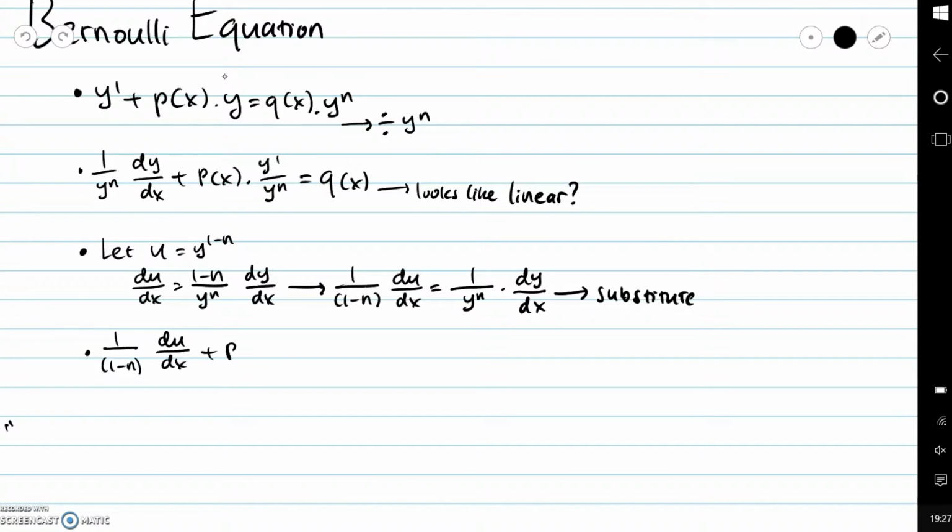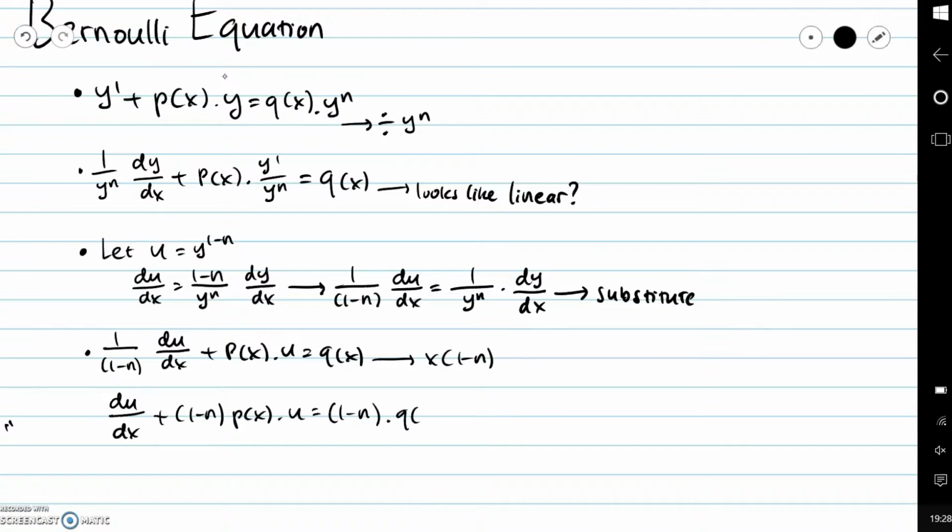Then we have to isolate du over dx again by dividing both sides by whatever is attached to it. After making it into a standard linear form, we can determine what p(x) is, and then we just do the same steps as for the linear equation.